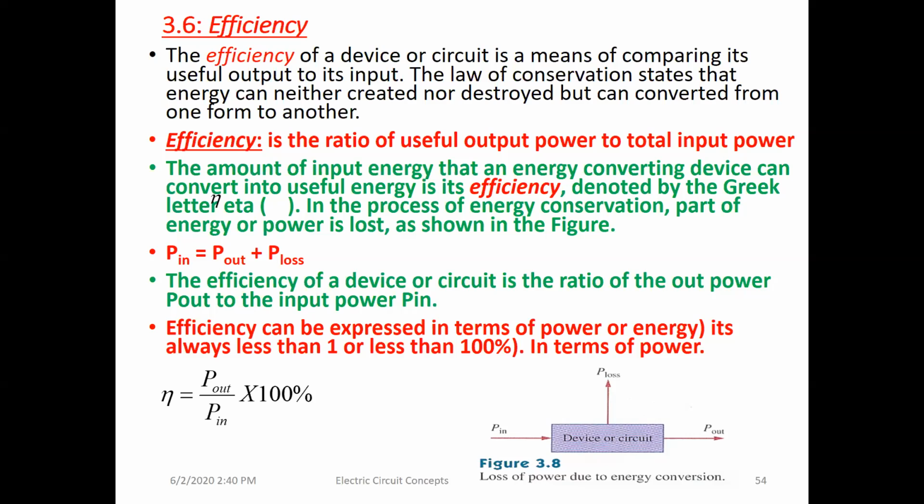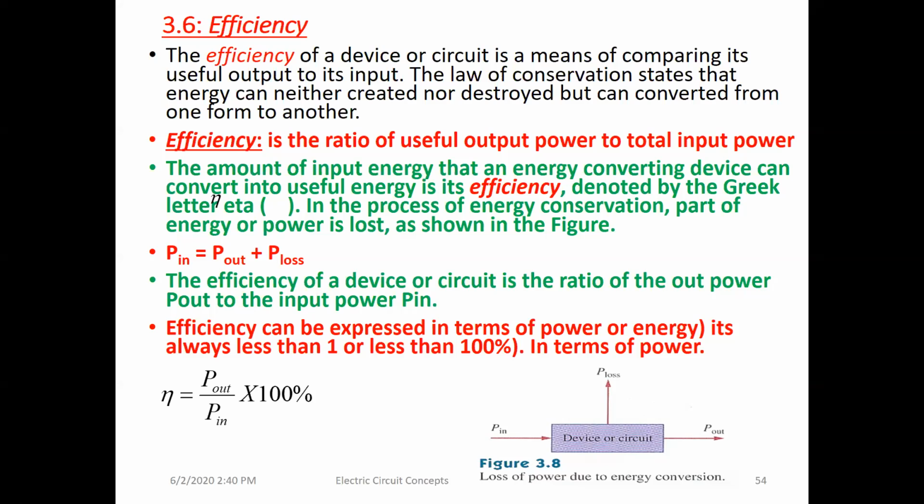If it's a lamp, the output will be in terms of light. If it's a fan or an air conditioner, the output will be the cold air. If it's a refrigerator, the same thing. So we have an electrical input and then we have an output. Okay. So efficiency is the comparison of how much output we get from the input.